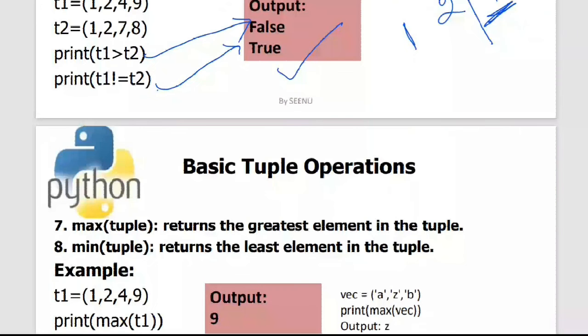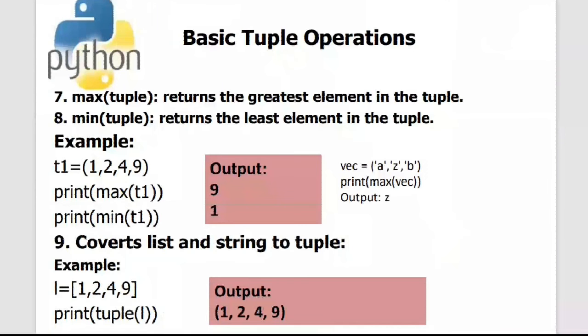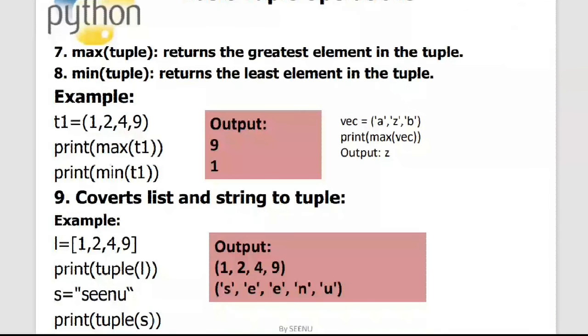Next operations are max and min operations. So what does it do? We are giving a tuple and we are trying to find max of T1 and min of T1. The max operation will return the greatest element in the tuple and the min operation will return the least element in the tuple. So I have 1, 2, 4, 9. So the greatest is 9 and the min is 1. So that's what you can see in the output.